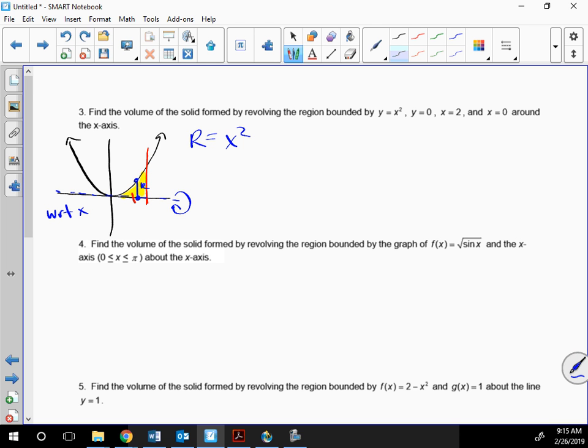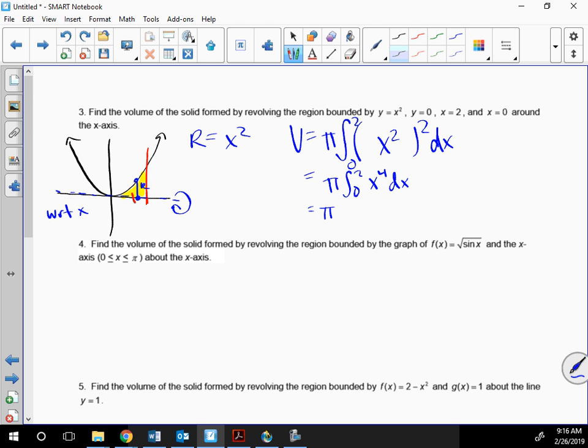So we want to find our volume. Volume equals pi integral of r squared. My radius is x squared, and we are going from 0 to 2. Okay, so let's integrate. We've got from 0 to 2 of x to the 4th dx. Notice again, it's with respect to x, horizontal. So I'm doing dx, my functions are in terms of x, my bounds are in terms of x.